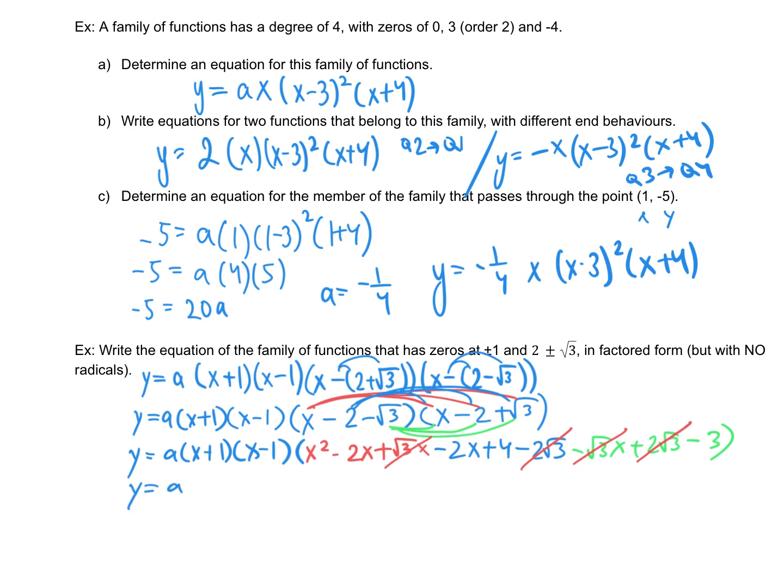I'm just going to finish collecting my like terms. So I have x squared, -2x and -2x, 4 and -3, and there we are. Now we have the family of the function with those zeros. Radicals are gone and cleaned up, and there we go. If I wanted to find a specific a value, I would of course need a coordinate to go with it.